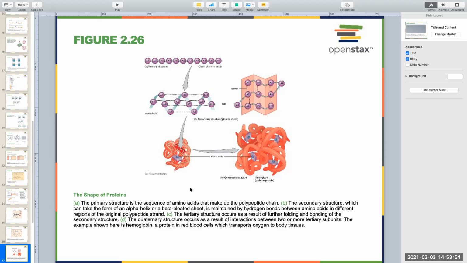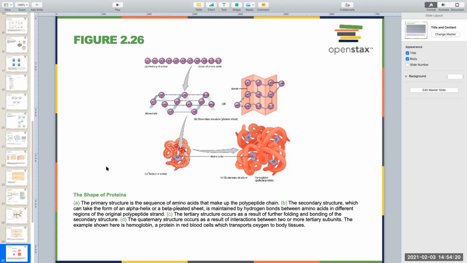Now, your quaternary structure is where you take that piece of paper and you really condense it into a really tight ball, and that is your quaternary structure. An example of this is the hemoglobin protein, which is what carries our oxygen in our red blood cells. Okay. This is important, so please take note.